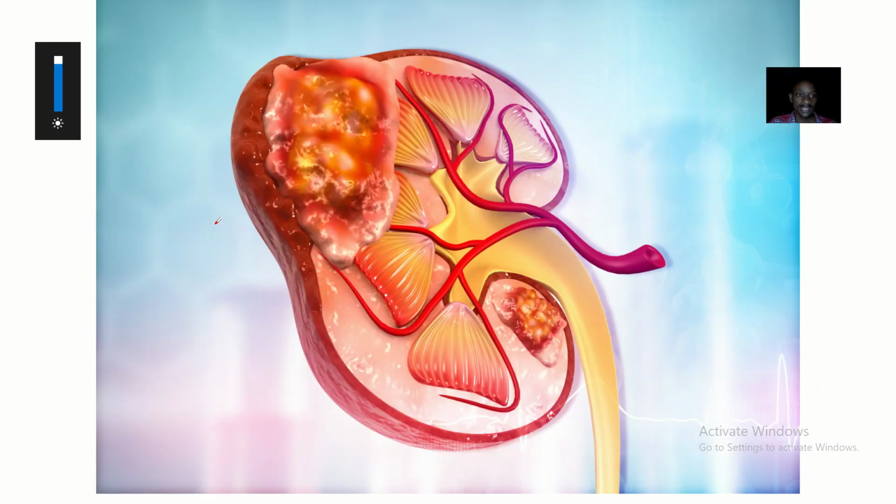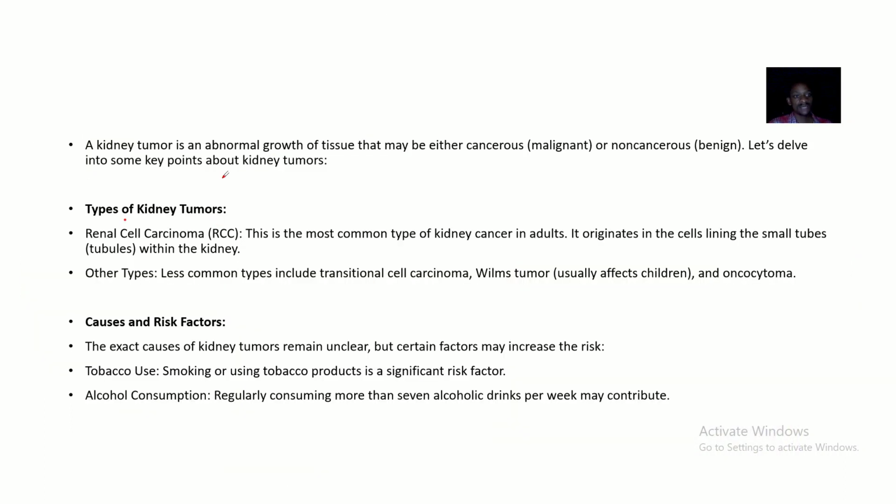Right, so guys, kidney cancer, the definition, is that a kidney tumor is an abnormal growth of tissue that may be either cancerous, that's malignant, or non-cancerous, that is benign. So let's delve into some points about kidney tumors, or you could say kidney cancers, because definitely the benign tumor will actually lead to the cancerous tumor.